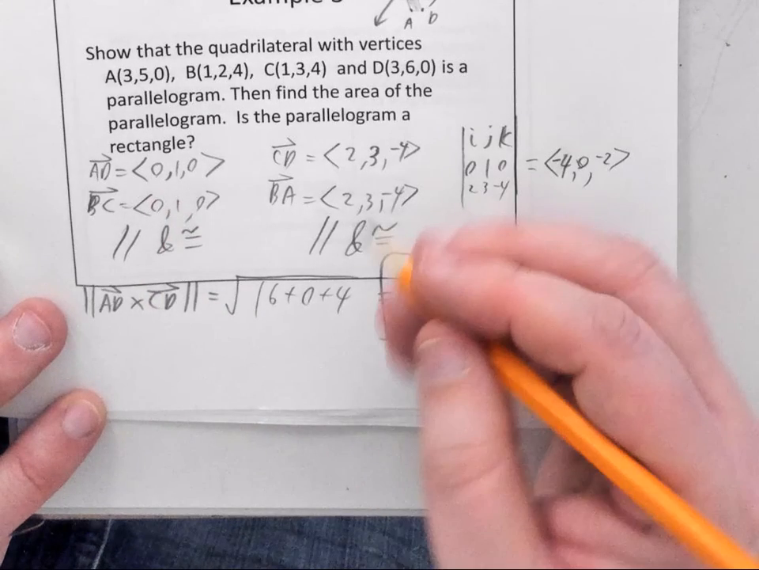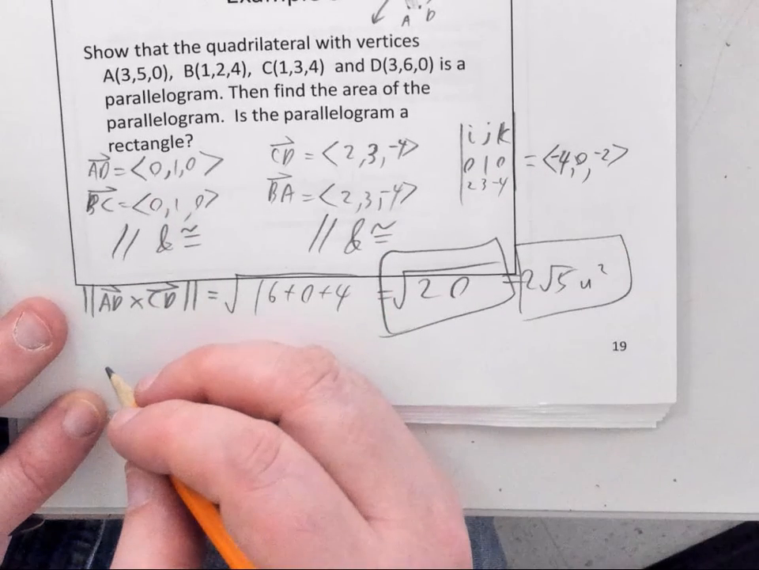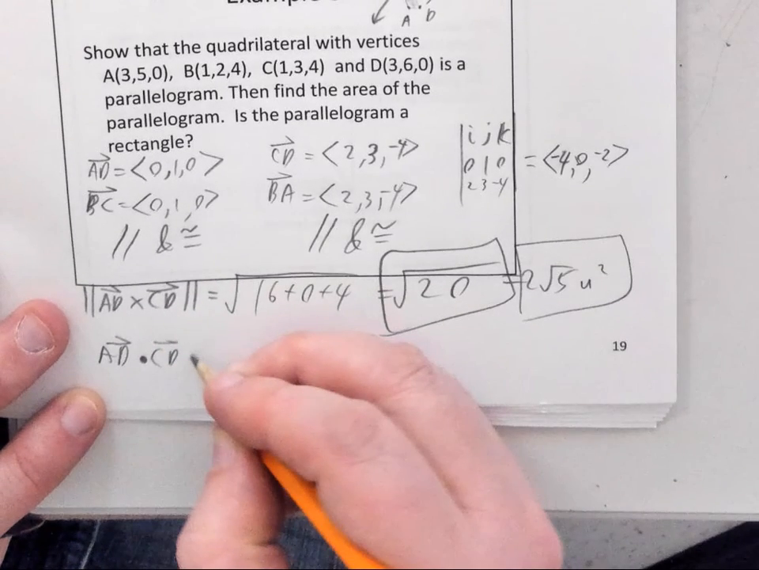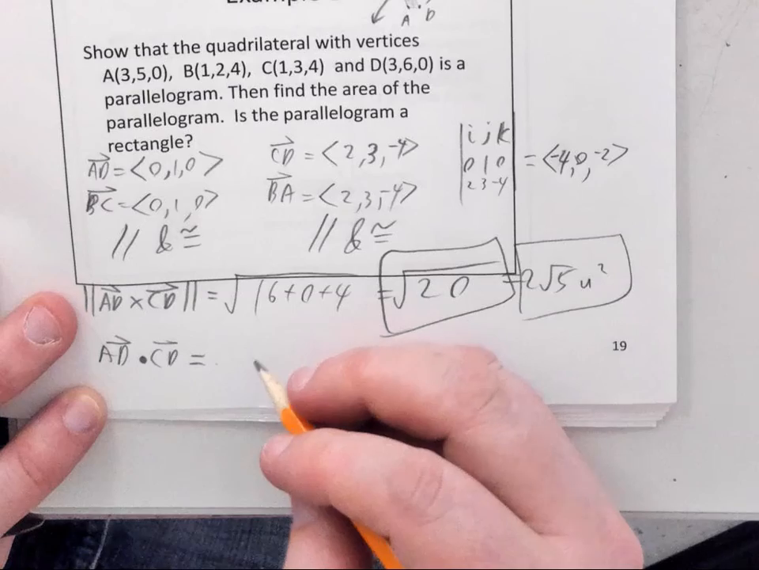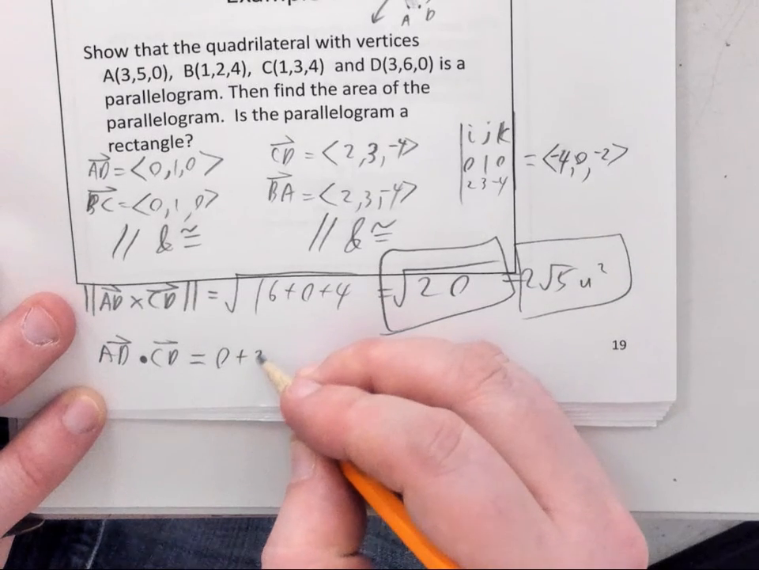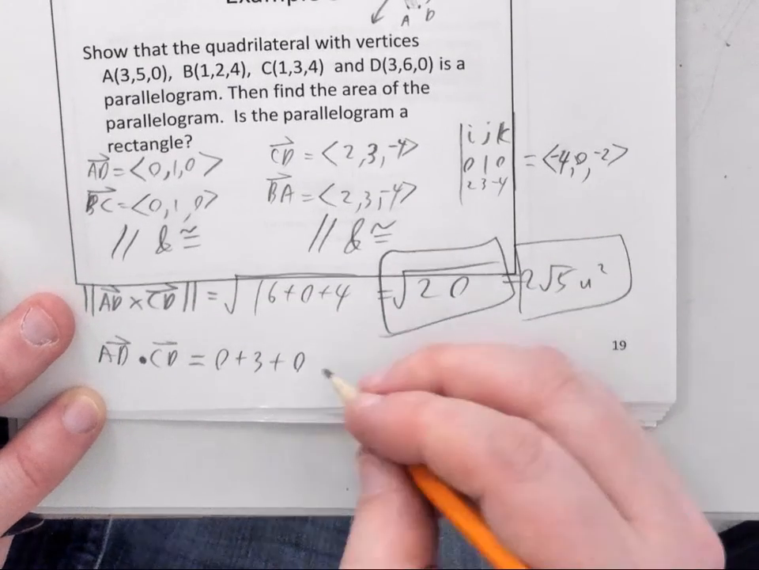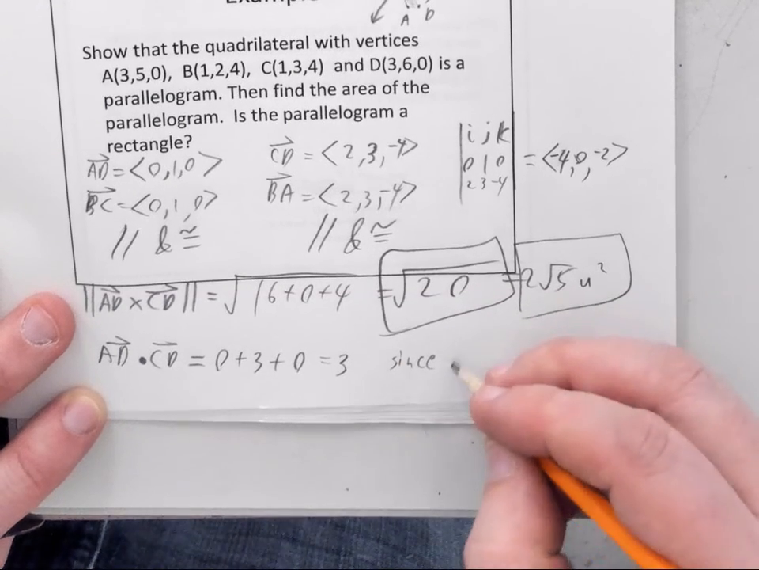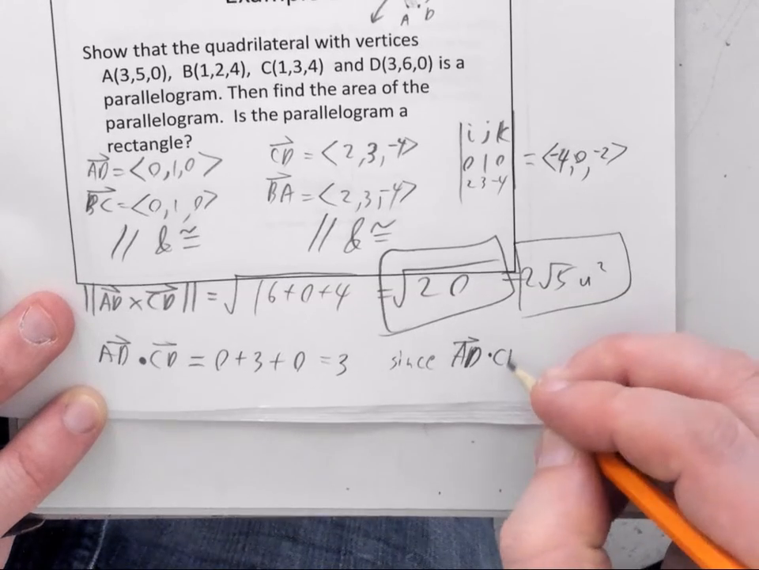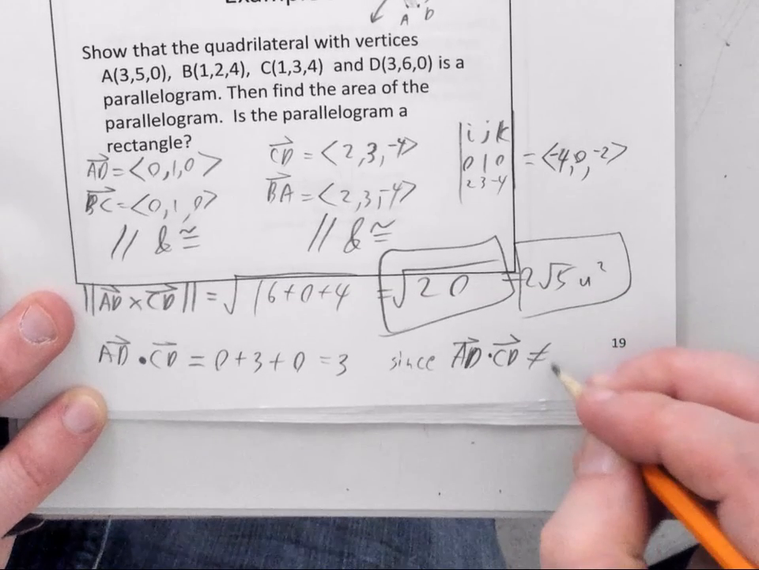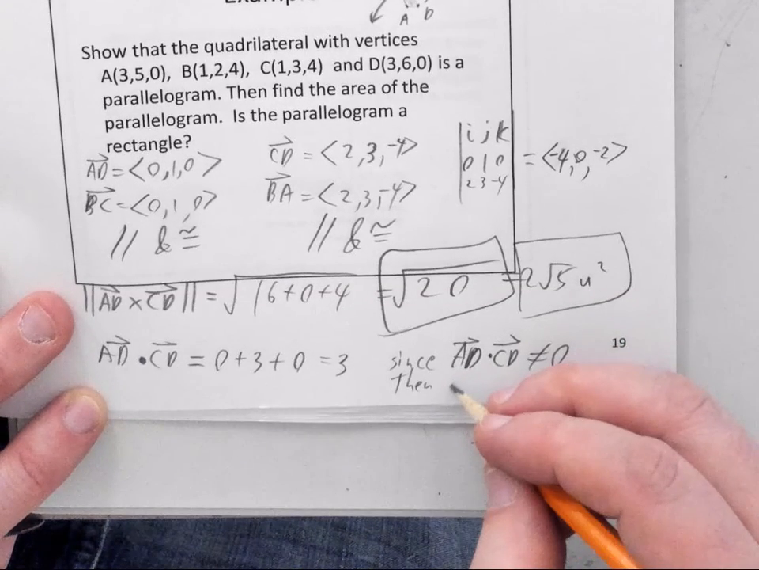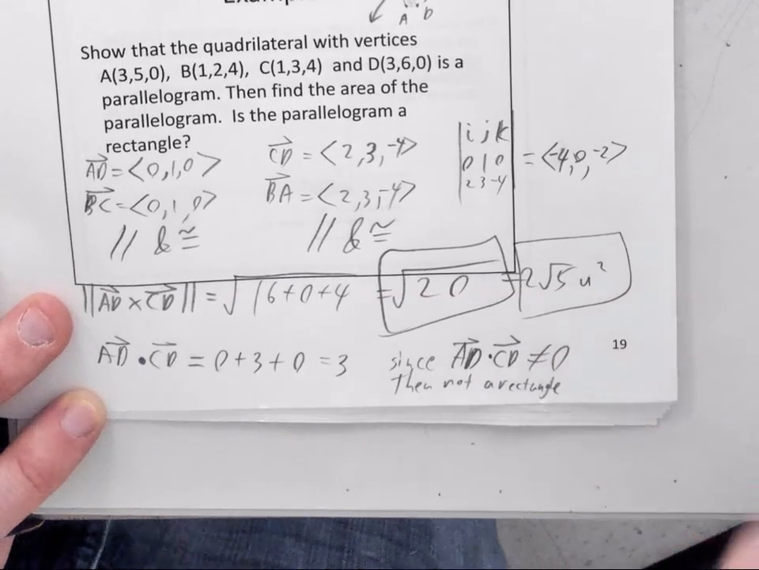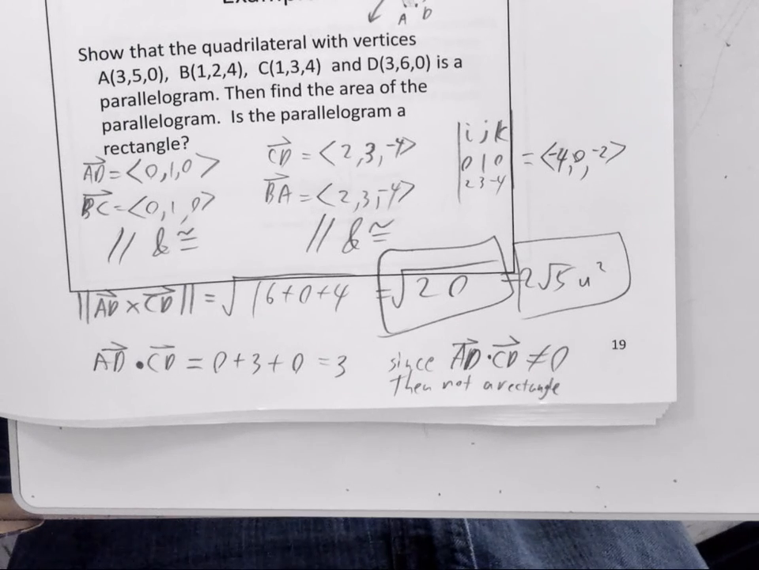Again, do I want to do the dot product of these two? No. Those are across from each other. I want to do the ones that are adjacent to each other. So I'm going to do the dot product of AD and CD again. So that's going to give me what? So in other words, 3. So since AD dotted with CD is not 0, then it's not a rectangle. Make sense?